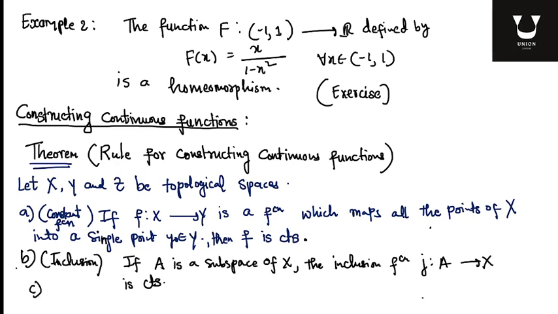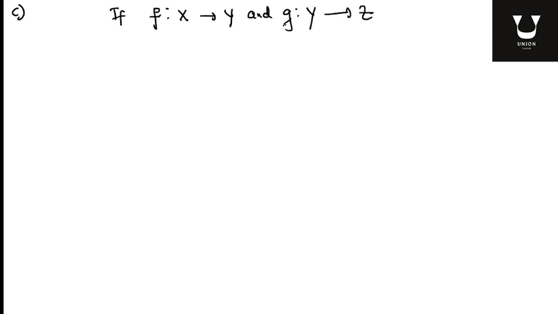Third. Okay, let me go to the next slide. So third says that if f is a function from x to y and g is a function from y to z, we know from the real analysis course that if I have two continuous real valued functions, suppose one function is defined from a subset of R, say X, to another subset of R, say Y, and another function is defined from Y to Z, then their composition is also continuous. Right? And a similar kind of thing is true for the functions between topological spaces.